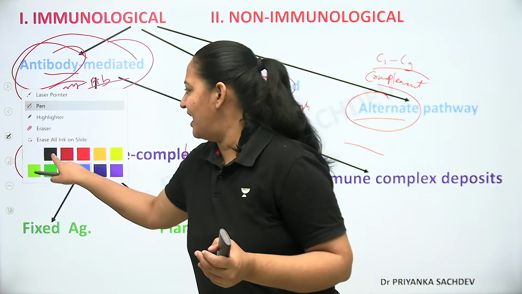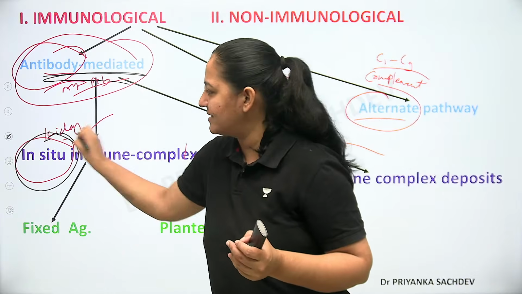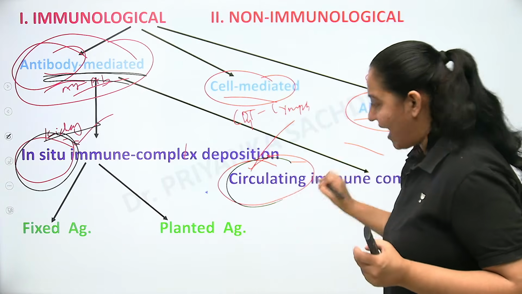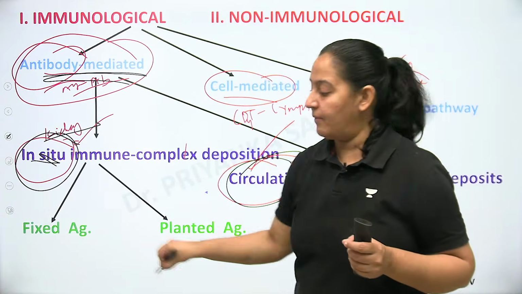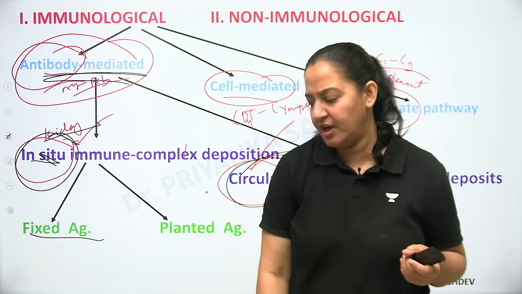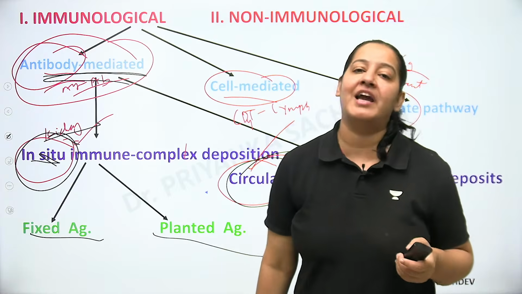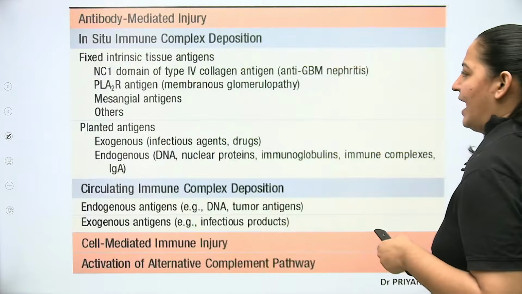So where are the antigen antibody complexes formed? Whether they are formed in situ, that is inside the kidney, or whether they are formed directly in the blood. If they are forming in situ, there are two possibilities: whether the antigen is fixed, that is the type 4 collagen of the basement membrane, or whether the antigen is planted, like a bacteria. Everyone gave me a thumbs up, right? You got it.